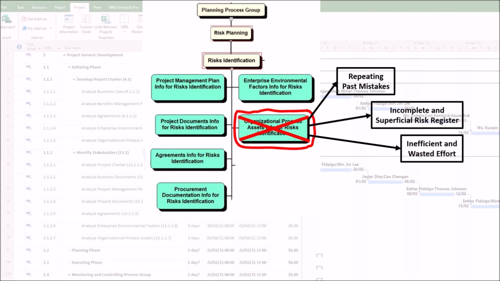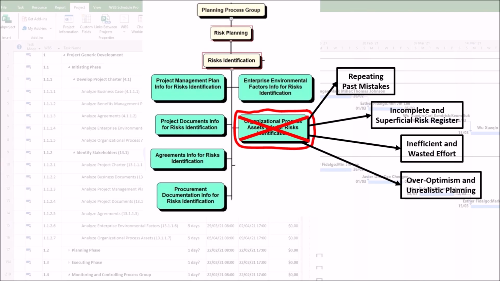3. Inefficient and wasted effort. The team wastes time and resources reinventing the wheel. The damage here is that instead of using proven templates, checklists, and methodologies, the team spends valuable time debating how to run workshops or what categories to use. This inefficiency drains morale and budget. For example, the team spends 2 days developing a risk categorization system from scratch, unaware that a perfectly good risk breakdown structure template already exists in the corporate knowledge base.